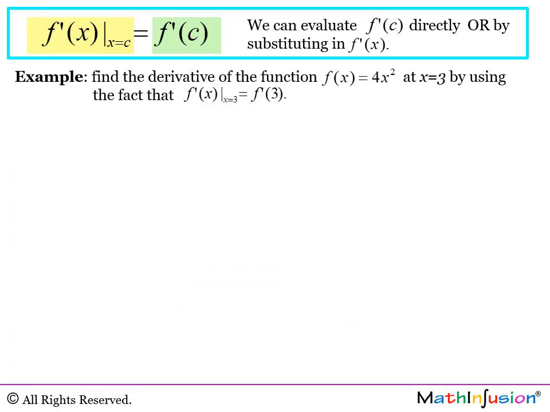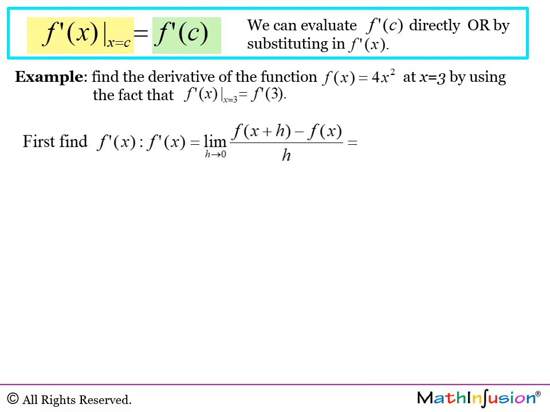Example, let's find the derivative of the function f(x) equals 4x to the power of 2 at x equals 3. But now we're going to use the fact that the derivative of the function at x equals 3 is f prime of 3. So now I'm going to differentiate the function itself. So let's start by finding f prime of x. This is the limit of f(x plus h) minus f(x) over h when h approaches 0.